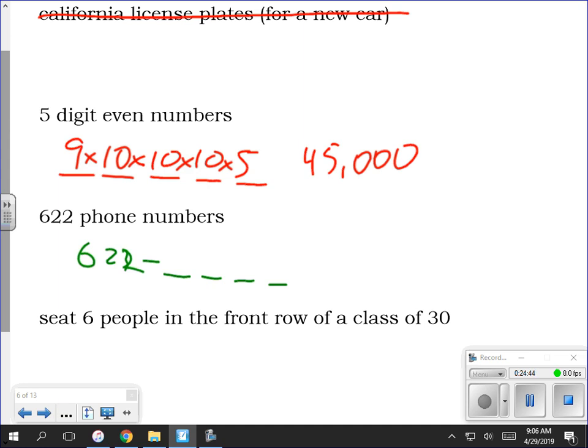How many choices do I have for the first number that follows? How many numbers can be here? 10. 1 through 0, or 0 through 9, I should say. How many for the next one? 10. Can you repeat? Yeah, you can repeat.